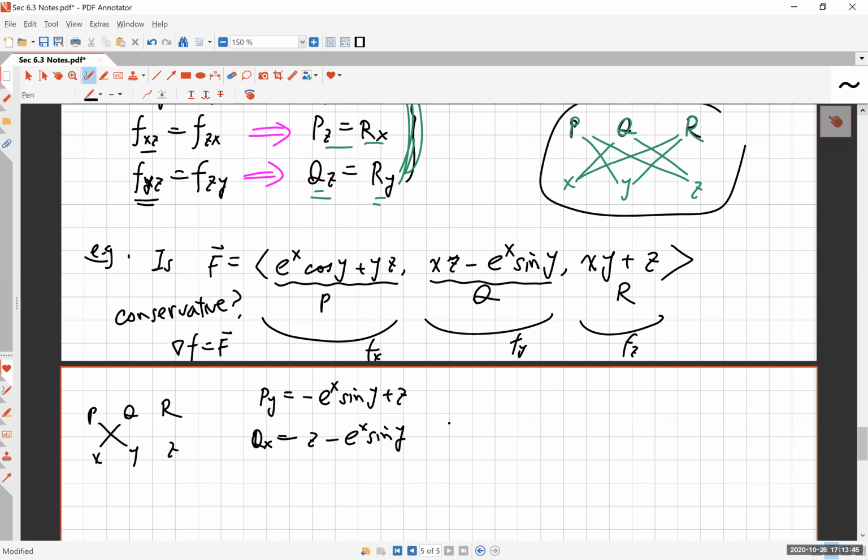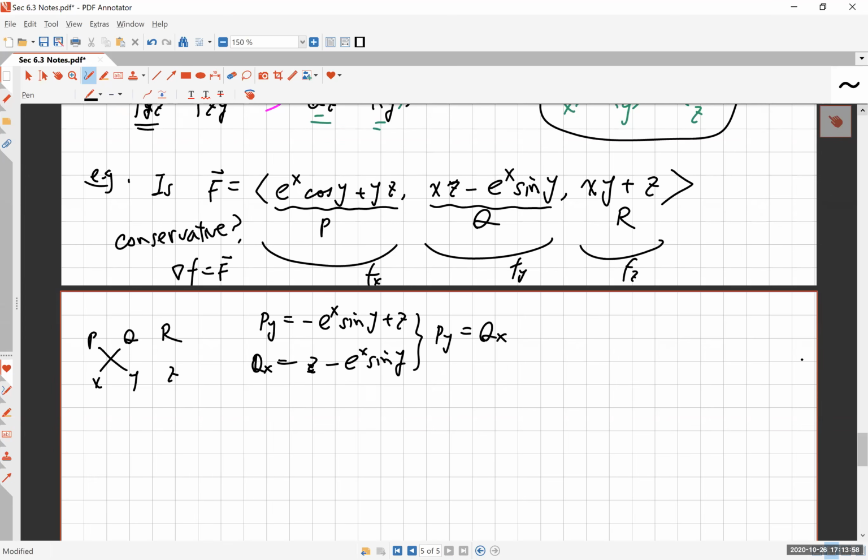Do they look the same? No, they don't look the same, because the first one starts with negative and the second one starts with z. Oh, wait a minute, but that's not the case, right? These are equal to each other. It's just that the order is reversed. So that's okay. The first test passed.